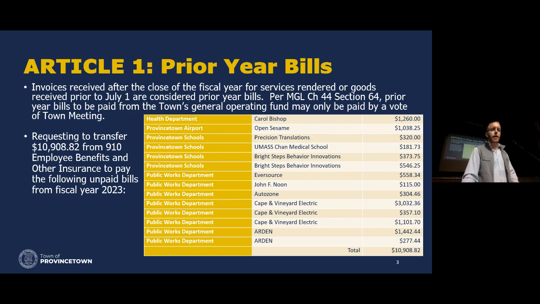Article 1 is a relatively standard article. We see this typically at annual town meeting. We have a number of prior year bills. And so to pay bills in the new fiscal year that are bills from the previous fiscal year, town meeting needs to vote to approve that transfer. It totals just under $11,000. So that'll be the first article on Monday night.